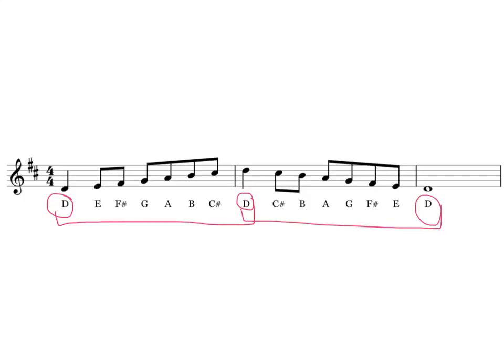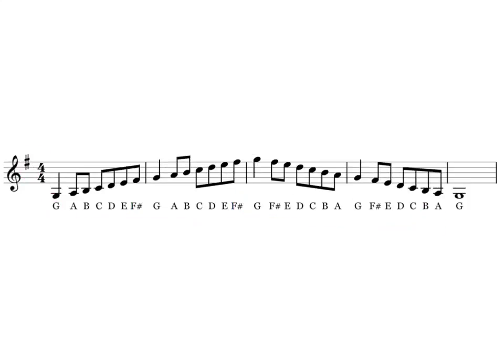Now, what makes this D scale different is that we have a different key signature. We're going to talk about this another time, but know that every single major scale that starts with a different letter is going to have a different key signature. So in this case, we're dealing with F sharps and C sharps.